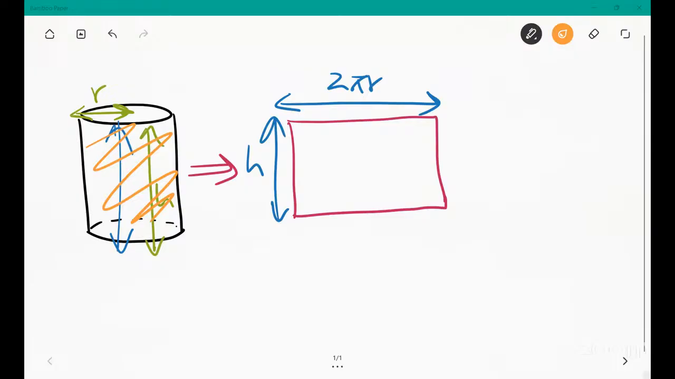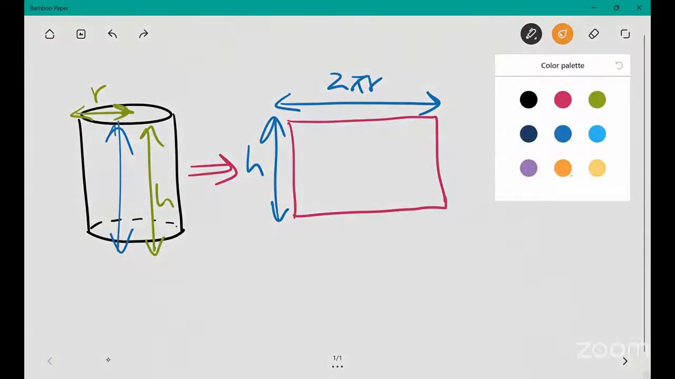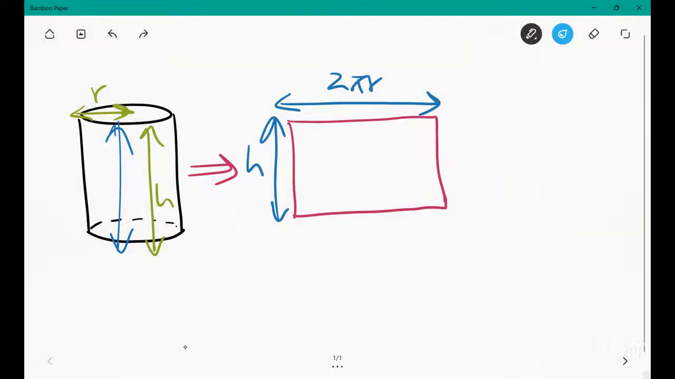Okay, so then we found the area of this shaded part. So now we found the area of the longer part. We have these 2 circles on top. So what's the area of a circle? You've already learned this in grade 10. What's the area of a rectangle usually? It's length into breadth. So 2 pi r h.